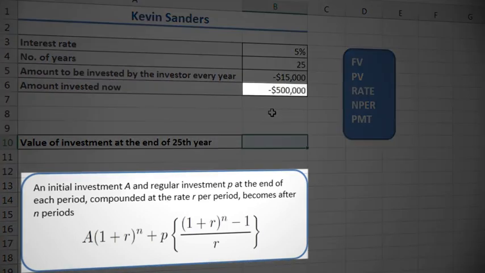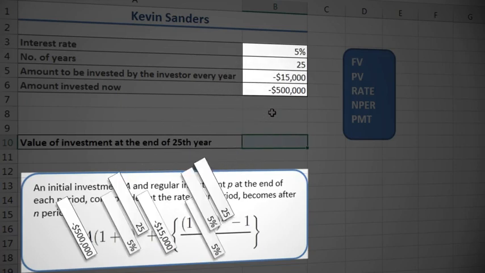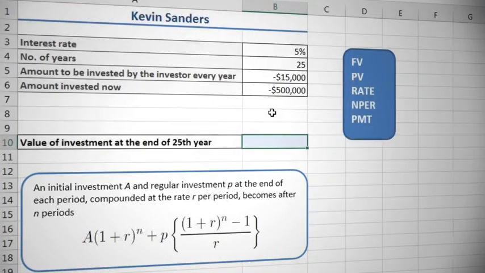A is an initial upfront investment, and P is a regular investment at the end of each period. All investments earn a rate of interest, R, for a period that is n periods long. All of these work together in a mathematical formula, and as you can see, it seems a bit complex. Fortunately, we don't need to worry about this complexity because Excel gives us a range of financial functions that will solve these more complicated problems for us.